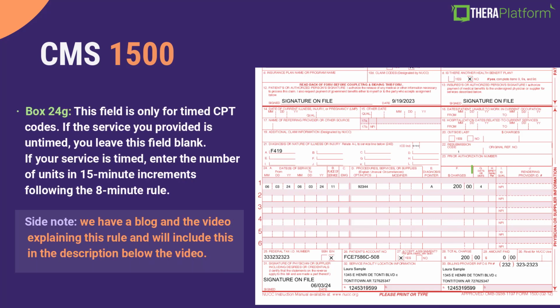Box 24G. This field is only for timed CPT codes. So if the service you provided is untimed, you leave this field blank. If your service is timed, enter the number of units in 15-minute increments following the 8-minute rule. And if you're not sure about this, we do have a separate blog and video talking about the 8-minute rule. So you can go to our YouTube channel and pull this up. Just type in 8-minute rule Thera platform and you'll be able to see this video on YouTube, or you can refer to our blog.